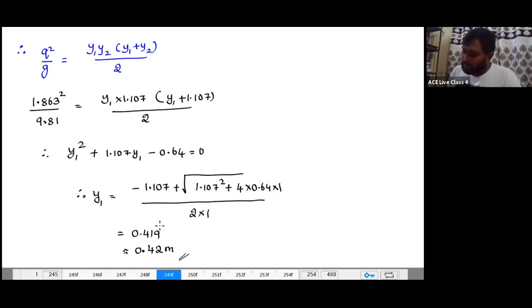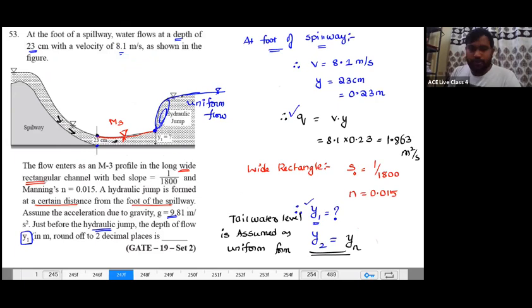You see, one of our students is asking, sir, up to this point there is no change in the total energy. This is the total energy, and only here is it going to change. So I know this 23 centimeters, I know this velocity, and I have to find out this y1, right? You can find it, but the point is that here they are not the alternate depths.